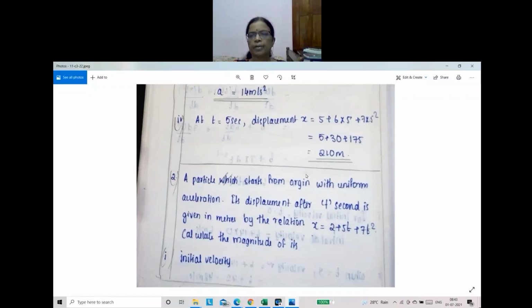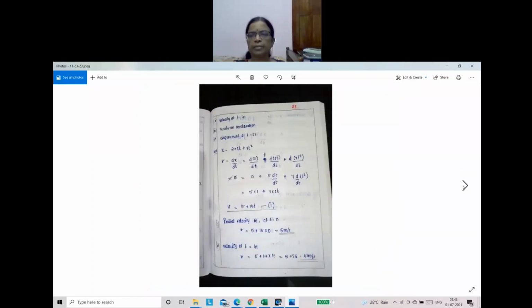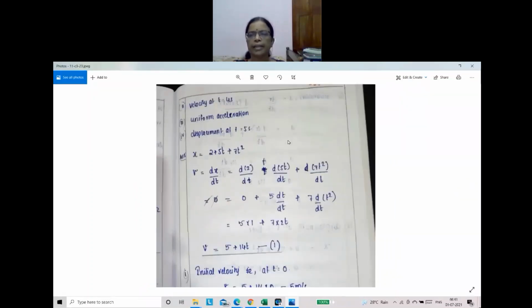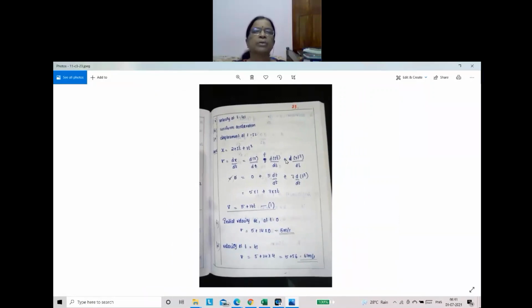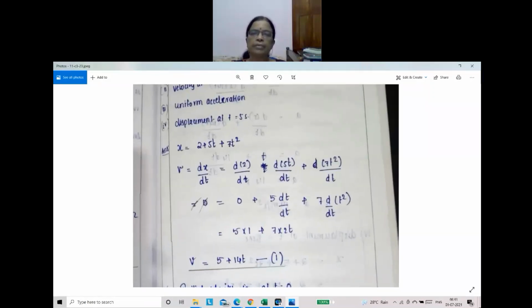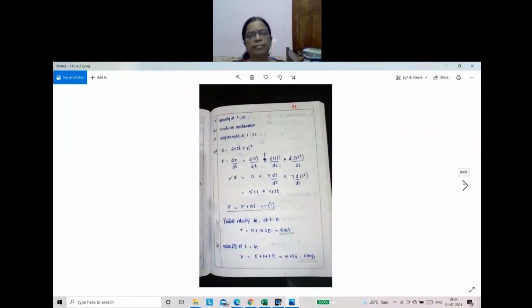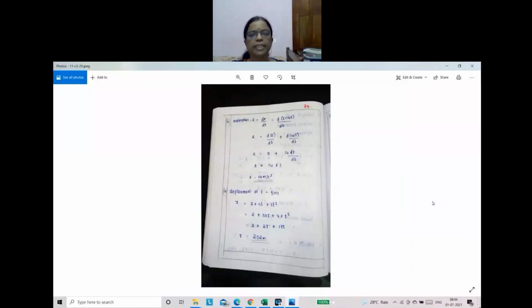Okay. A similar question is given here. See, x equal to 2 plus 5t plus 7t square. Calculate the magnitude of its initial velocity. Velocity at t equal to 4 seconds. Uniform acceleration, same way. You can do that as homework, or you can do it now. Which one do you want? Homework? Children? Homework. Okay, understood. So you can easily find out.